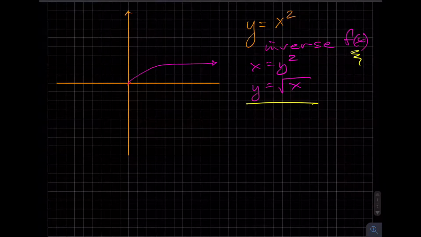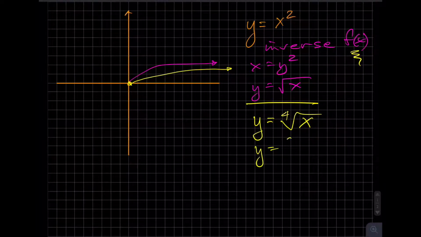And this goes for all exponents or roots that are even. So y equals the fourth root of x ends up looking like this. It's the same except it's skinnier. And y equals the sixth root of x again looks the same except it's skinnier, or flatter if you wish. It doesn't shoot up the y-axis as quickly. So all the even roots have this implied domain, this restriction on the domain.